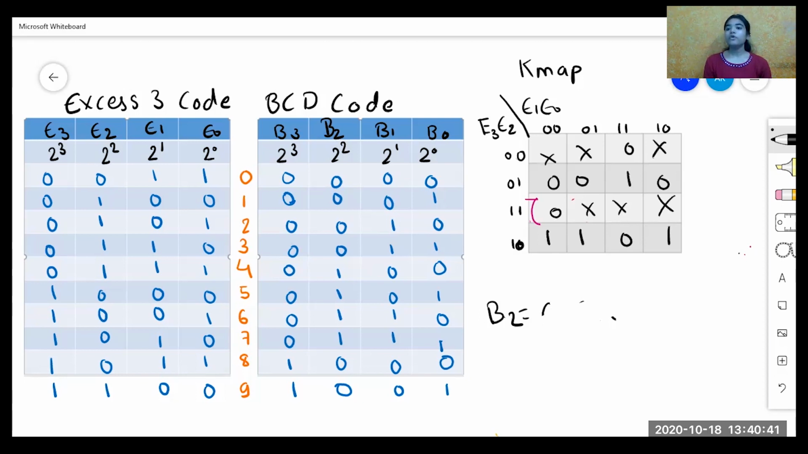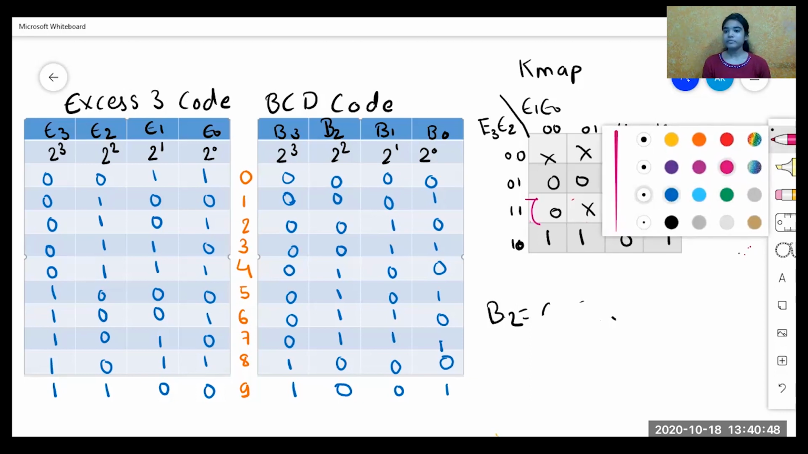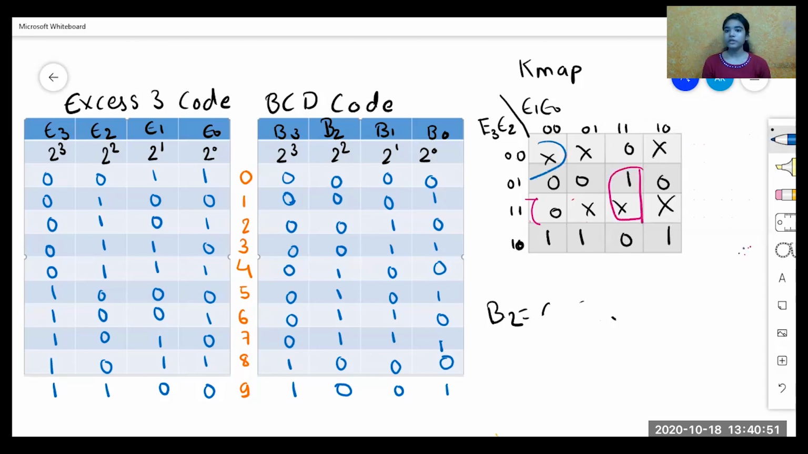Now moving forward with the groupings, we see that this group of 2 is possible. Then again this group of 4 is possible. And finally we see this group of 4 is possible. While considering this pink group, we see that vertically E1 and E0 is possible. So we write here E1, E0, and horizontally we see E2 is common for both of them.